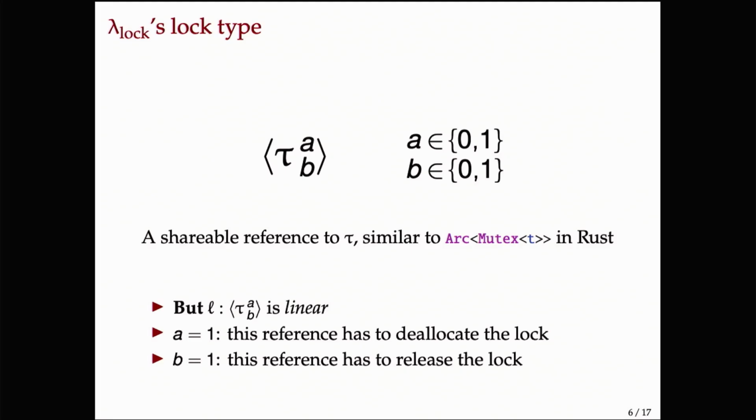We cannot do that. And these a and b's, they are booleans, and they indicate the obligations that we have for this reference. So if a is 1, it means that this reference has to deallocate the lock. If b is 1, it means that this reference has to release the lock.